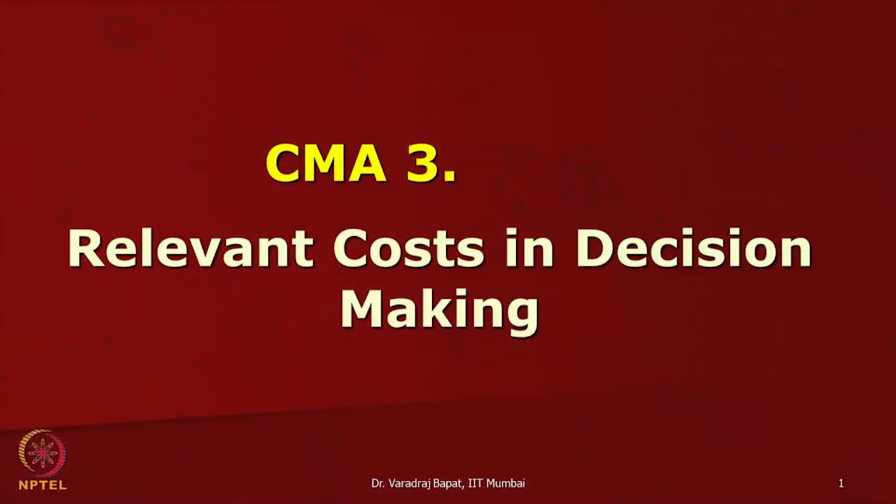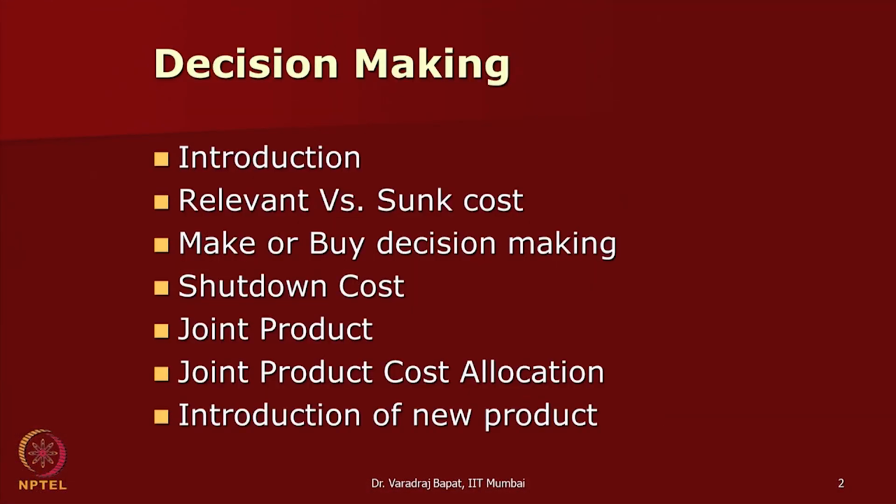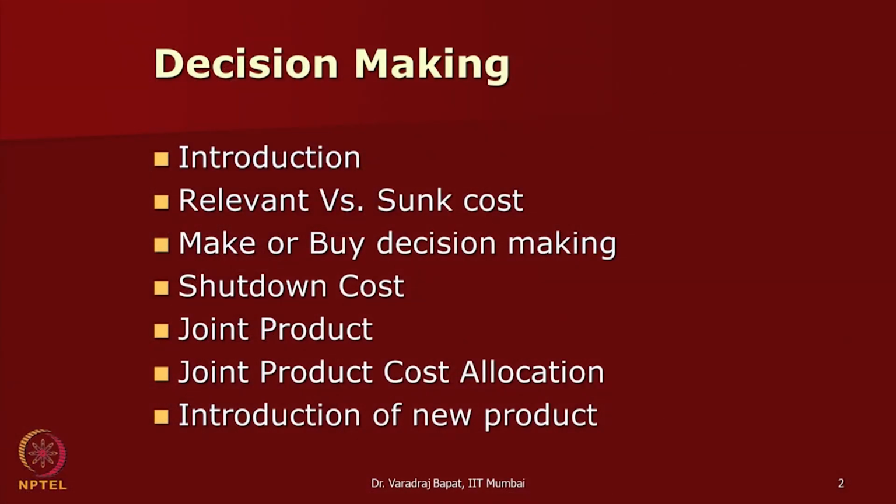So now we are going to talk about relevant costs in decision making. We will see the difference between relevant versus sunk costs, make or buy decision, shutdown decision, joint product, allocation of joint product costs and so on.